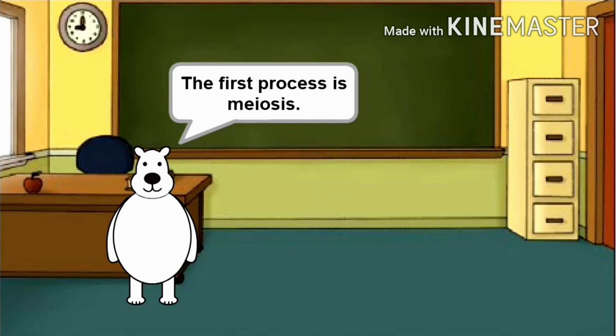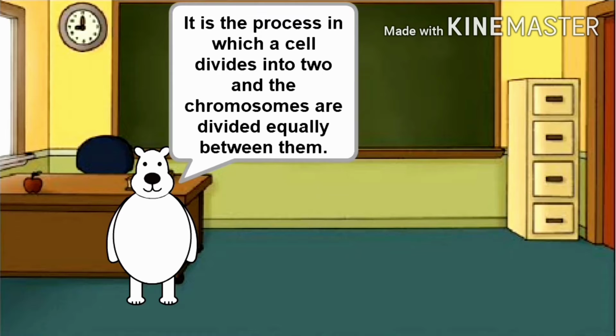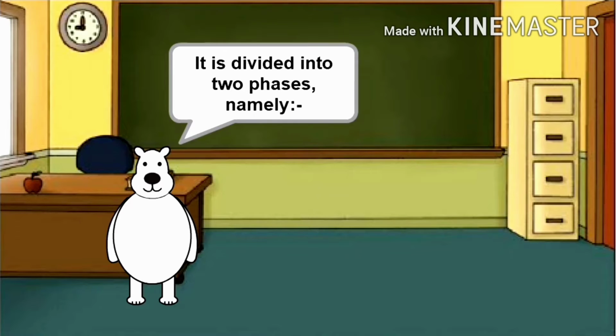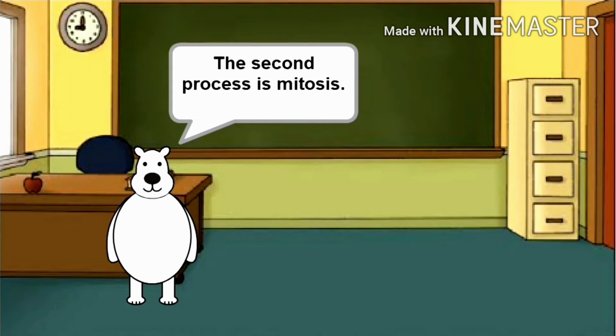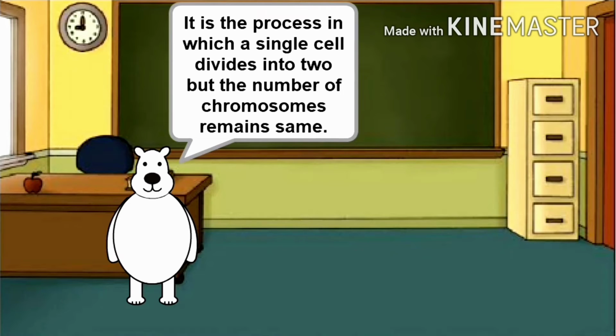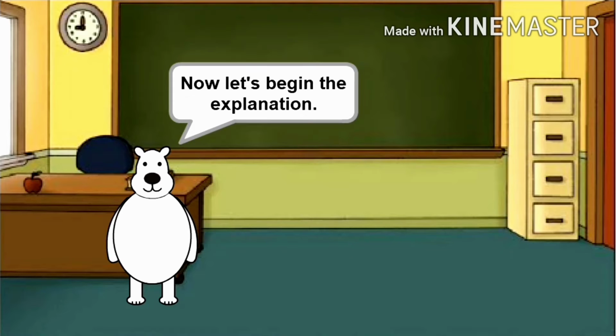The first process is meiosis. It is the process in which a cell divides into two, and the chromosomes are divided equally between them. It is divided into two phases, namely, first, meiosis phase 1. Second, meiosis phase 2. The second process is mitosis. It is the process in which a single cell divides into two but the number of chromosomes remains the same. Now let's begin the explanation.